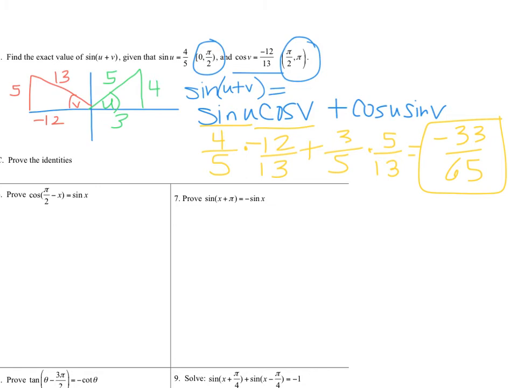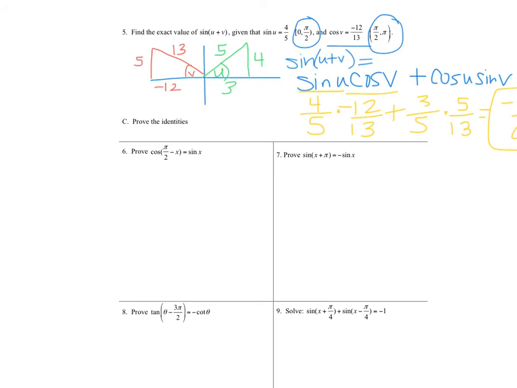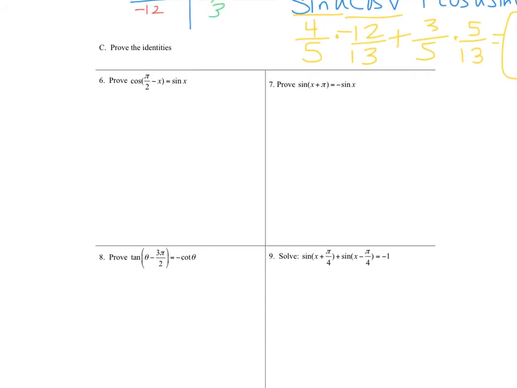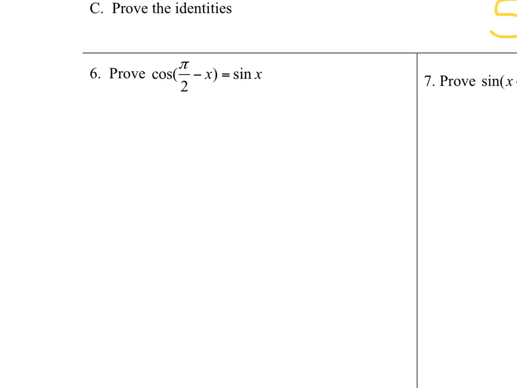All right, so we finished the uses, and now we need to prove the identities. Yay. All right, so here we're going to prove, and then solve. So these are identities coming up, okay? Remember, you cannot cross the equal sign. You have to show one side equals the other side. So here we go. Number 6.